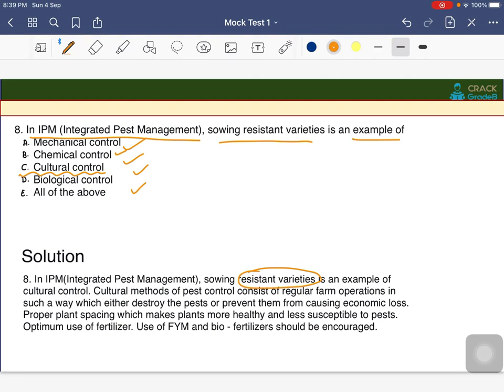If we are using mechanical traps and the like, that is mechanical control. If you are using chemicals for the control of the pest, it is called chemical control. And biologically, if we are using predators that eat up these pathogens and pests, then this is called biological control. Apart from that, cultural methods include regular farm activities, intercultural operations, and the use of fertilizers, biofertilizers, vermicompost, etc.